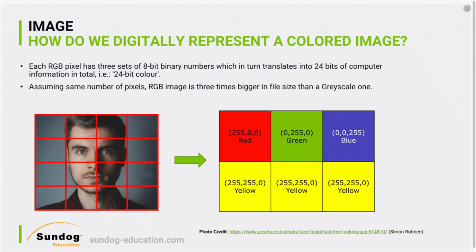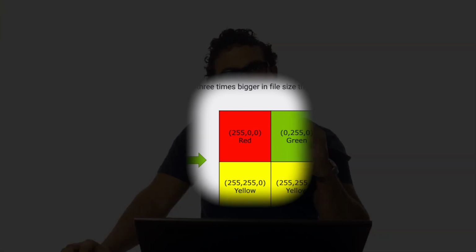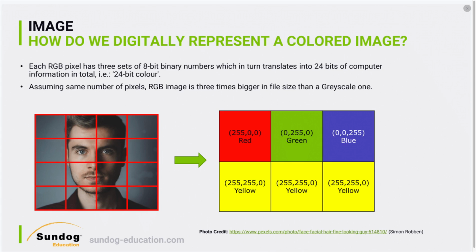So how can we represent an image in a colored format? If we want to represent a red pixel, remember it's RGB, right? We're just going to have 255 in red, and we don't have any green and we don't have any blue, that's why it has 0, 0. So each pixel has 3 values in it, and each value is represented in 8 bits, which means I have a 24-bit color, and that's where the 24-bit color came from.